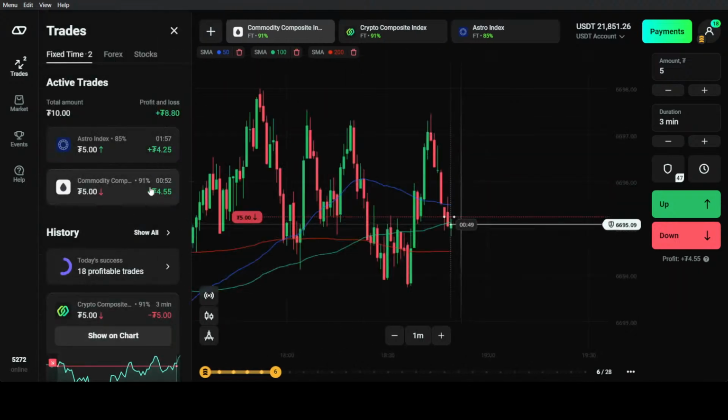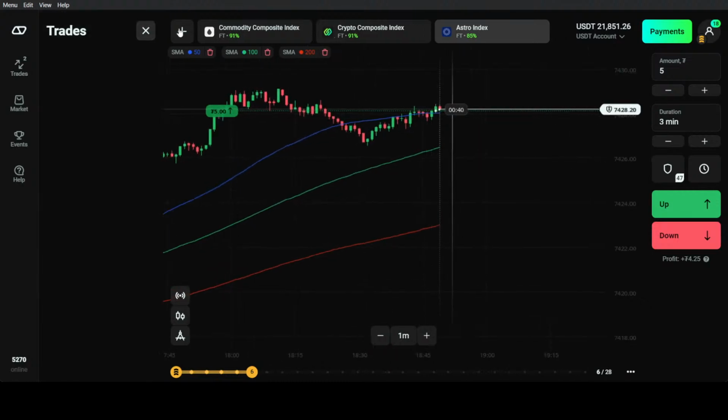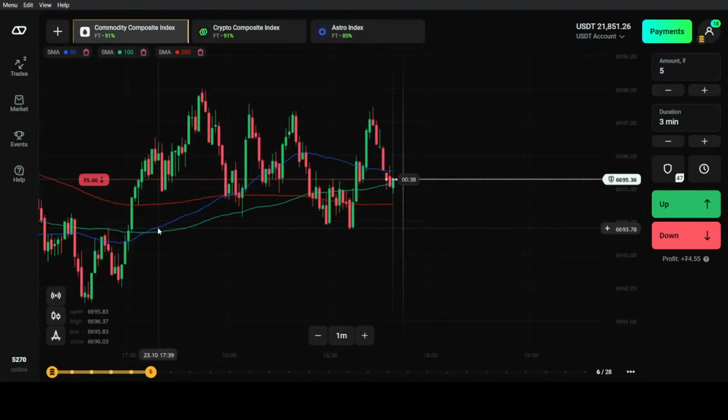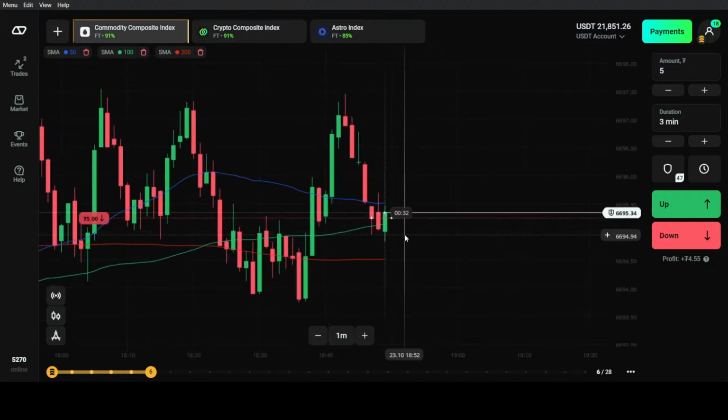Crypto trade went negative, but commodity is right now positive. It can flip, I have no idea. Astro, let us check. Astro right now is positive. Anything can happen. Okay, so this is how, see, commodity. Do you see the fluctuation in commodity, guys? It's fluctuating a lot.